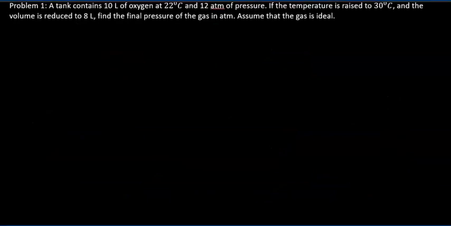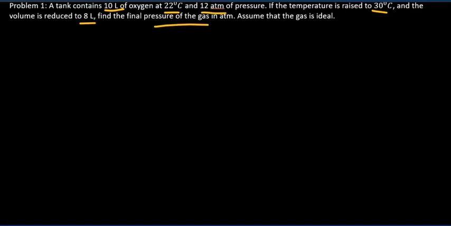A tank contains 10 liters of oxygen at 22 degrees Celsius and 12 atm of pressure. If the temperature is raised to 30 degrees and the volume is reduced to 8 liters, find the final pressure of the gas in atm. Assume that the gas is ideal. And of course, we are assuming that the number of moles for this sample of oxygen is held constant.